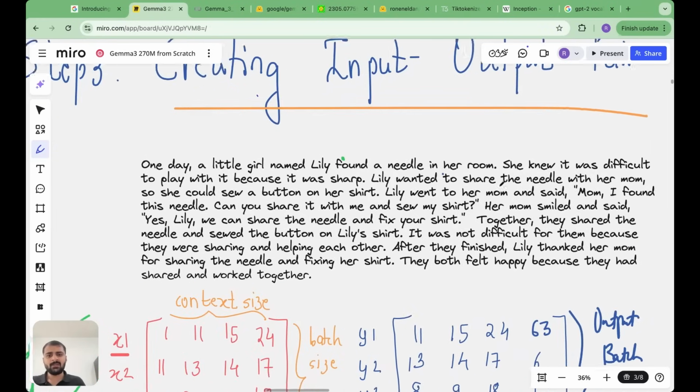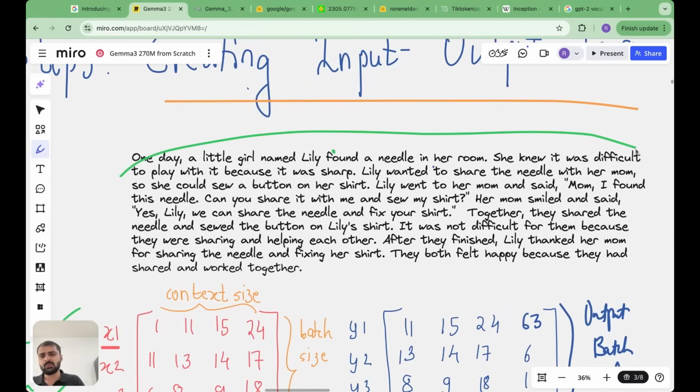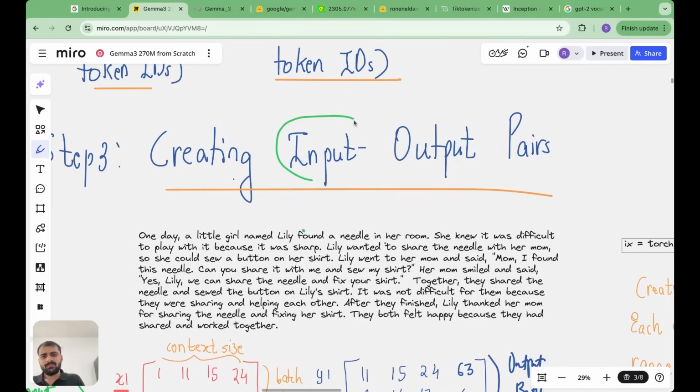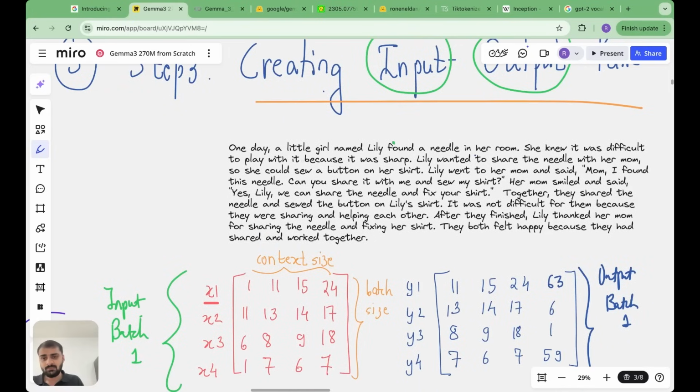Let's say you have a story which looks like this. One day, a little girl named Lily found a needle in her room. She knew it was difficult to play with it because it was sharp, etc. That's one full story, and I want to create input output pairs. So when I say input, this will be the input which will be passed to my language model. And when I say output over here, that's the ground truth, the correct data for the next token prediction task.